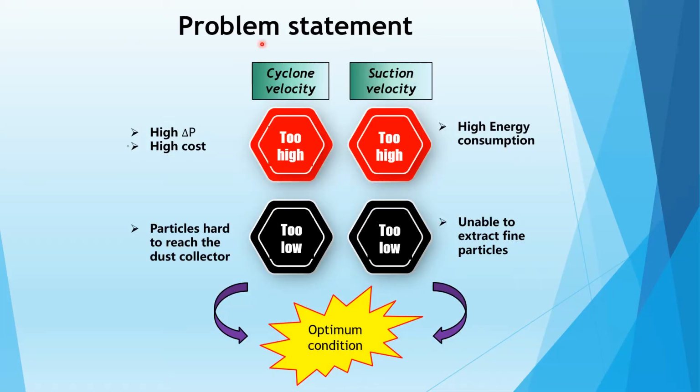This is the problem statement of this study. If the cyclone velocity is too high, it will lead to high pressure drop and high cost. If it is too low, it's very difficult for particles to reach the dust collector. Also, if the suction velocity is too high, it's very energy consuming, and if it is too low, fine particles are hardly attracted. Hence, it's very important to determine an optimum velocity in order to have a higher efficiency RMC.